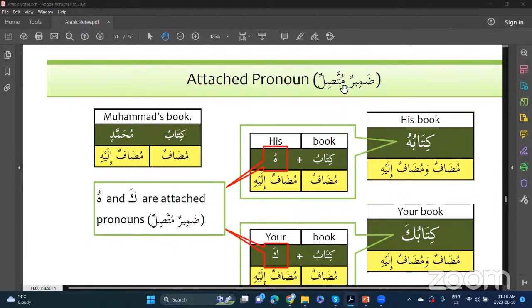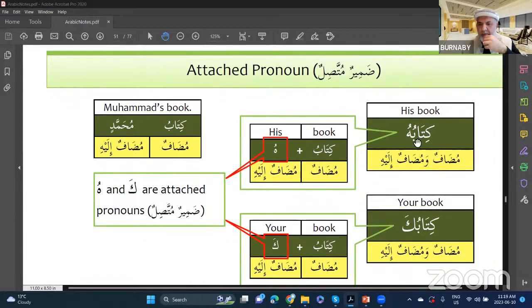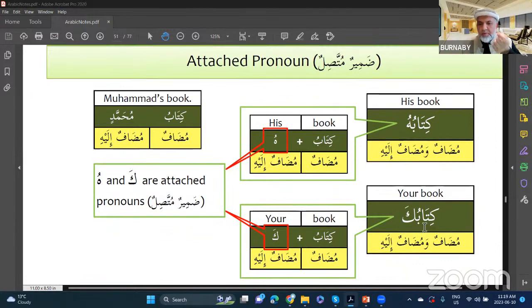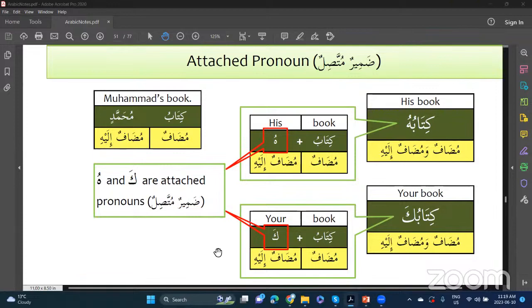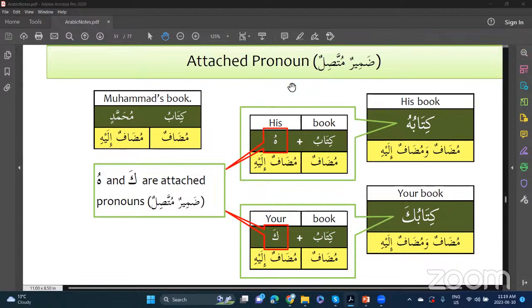So, Sister Homa, I have this screen open for you. You see that it says Kitabuhu, and the meaning is his book, right? So, when you have a noun and you have an attached pronoun with it, it makes a mudaf and mudaf ilay combination, right? So, Kitabuhu is his book. Kitabuka, your book. Kitabi, my book. Making sense? Yes. So Rabbi will be Mudaf, Mudaf Ilay. My Rab. Kitabi, my book, or Rabbi, my Rab.